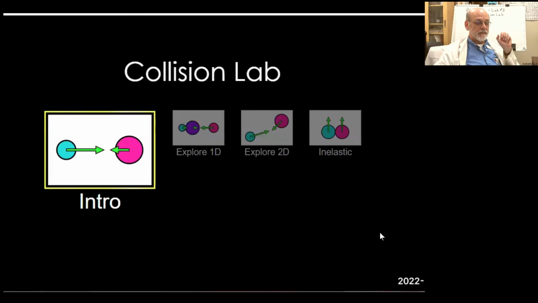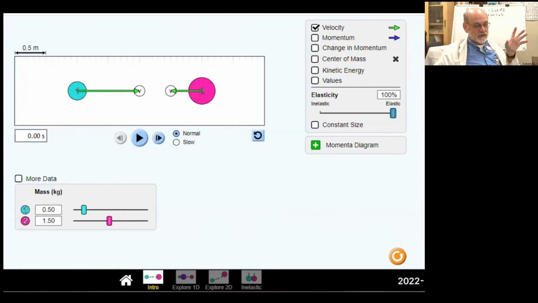Okay, so let me share the collision lab. Here we go. All right. So you notice several options here. We're going to start with the introductory, and that's what you see when it first comes up. A lot of the starting conditions can be gotten from the color plate that's here on this page.